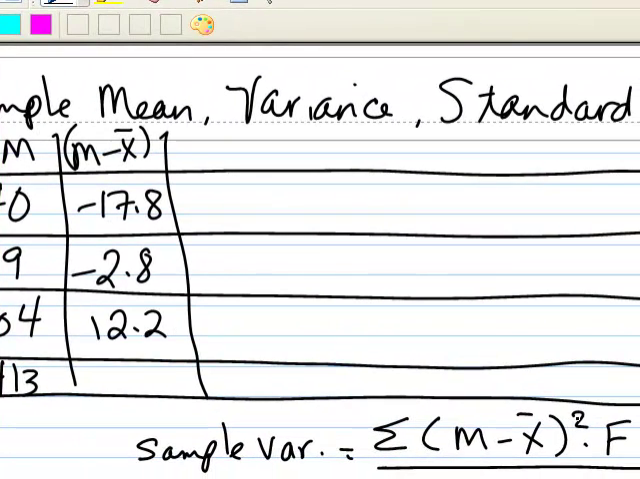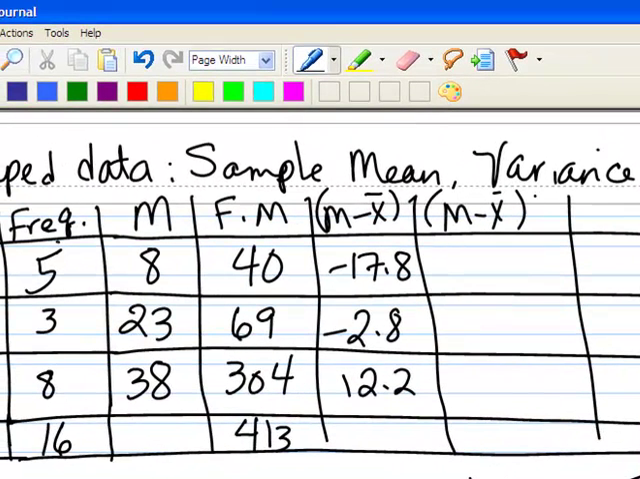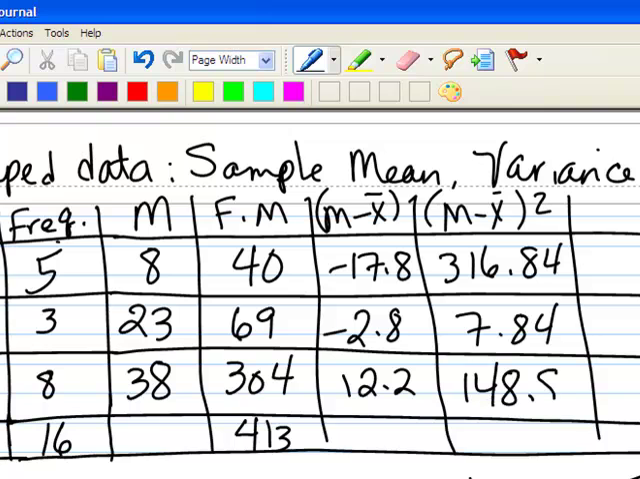The next thing the formula says is to square each of those differences that we just computed. So m minus x bar squared is negative 17.8 squared, which is 316.84. The next one is negative 2.8 squared, which is 7.84. And then 12.2 squared, which is 148.84. I'm rounding all of these entries.